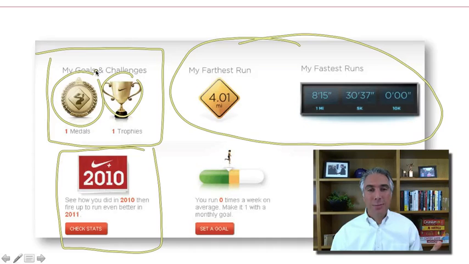Now that sure seems a lot like a game. And Nike has built all sorts of other features into this system, including the ability to compete against friends or the ability to get encouragement from friends. And overall what this does is take the experience of running and make it feel somehow more like the experience of engaging in some kind of game.